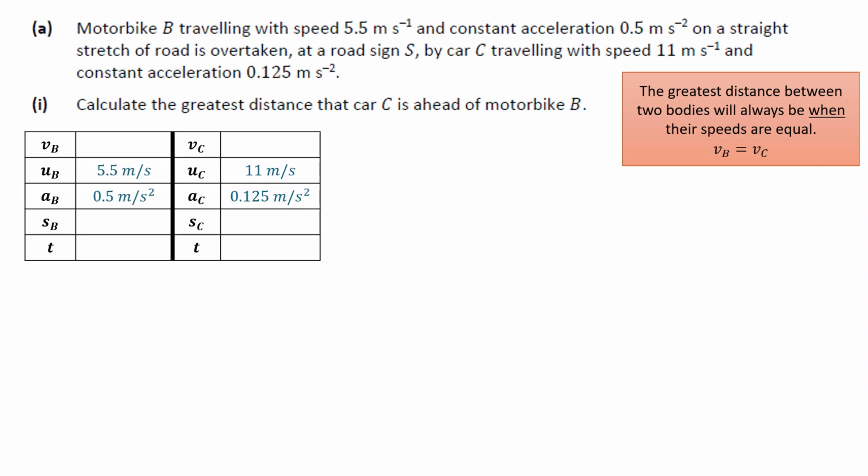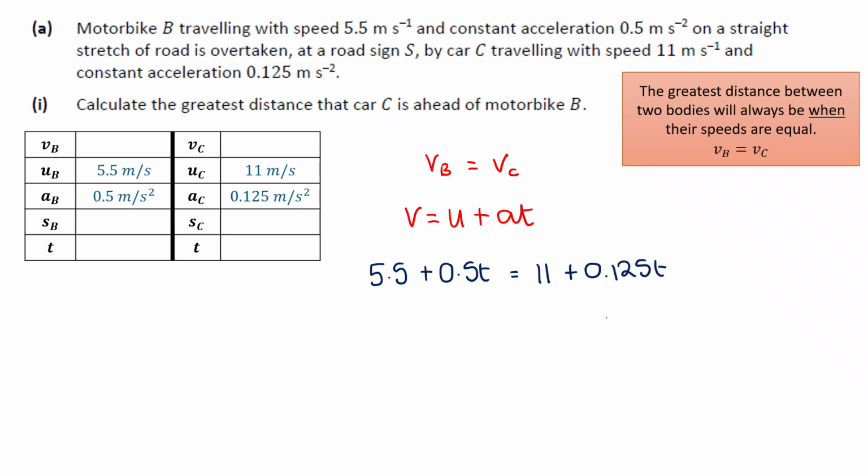So let's set up our little table. I have two bodies, so I'm setting up my VUAST for both of them, B and C. So we want to have where the velocity of B is equal to the velocity of C. We're going to use for velocity, v is equal to u plus at. What that means for B is 5.5 plus 0.5t, where that is equal to 11 plus 0.125t. So what that gives us is a nice little equation that we can work with.